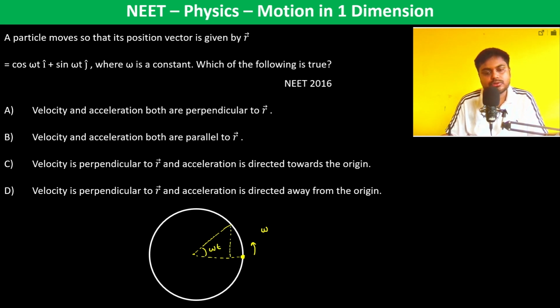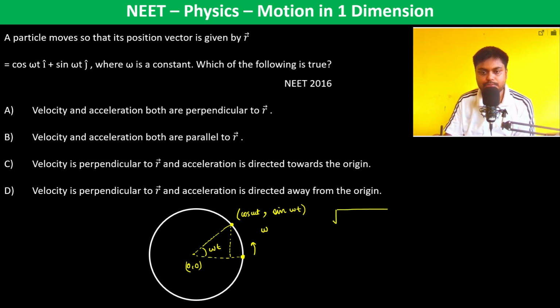Okay, so x coordinate is cos omega t and y coordinate is sin omega t. So that means this is basically a circular motion, because from the origin the particle is always at a distance of 1. We calculate the distance from the origin, which is equal to cos square omega t plus sin square omega t, and that is 1. Therefore it is a case of circular motion.